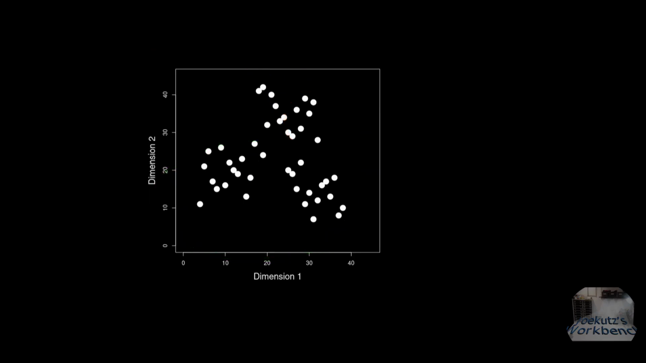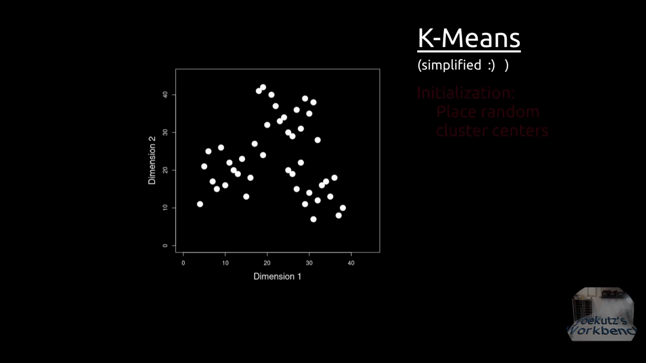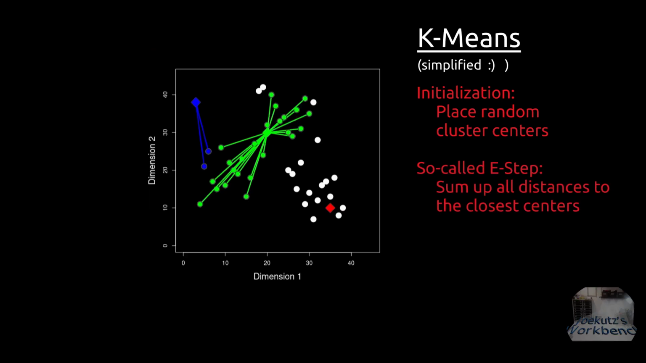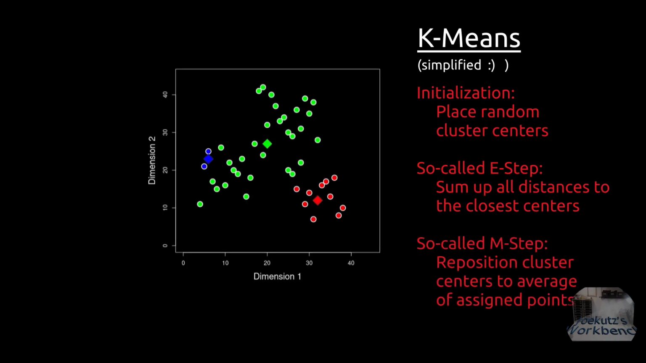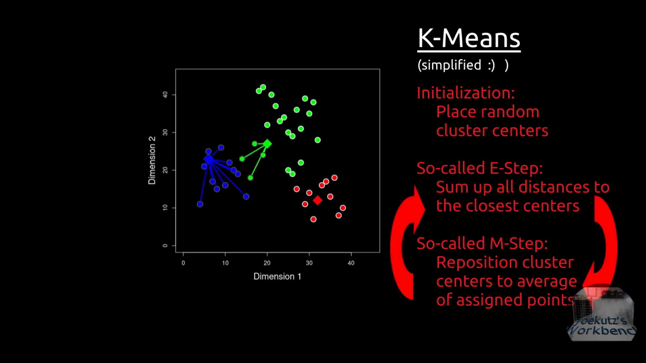There's a beautifully simple algorithm called k-means for that, and it can be explained in just 3 sentences. Place 3 cluster centers at random locations in your cloud, and then assign each dot to the closest center. Now change the position of each center to the average position of the dots assigned to it. Rinse and repeat until your centers don't move anymore.